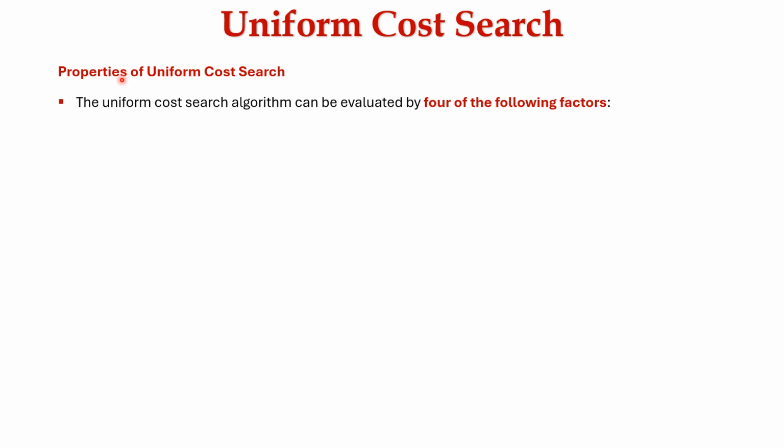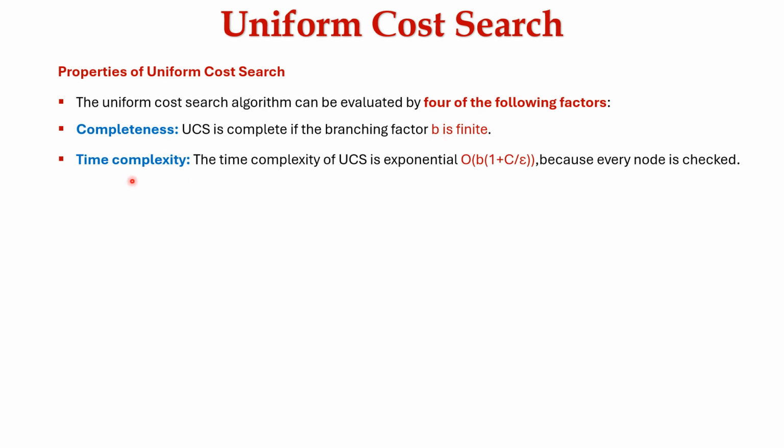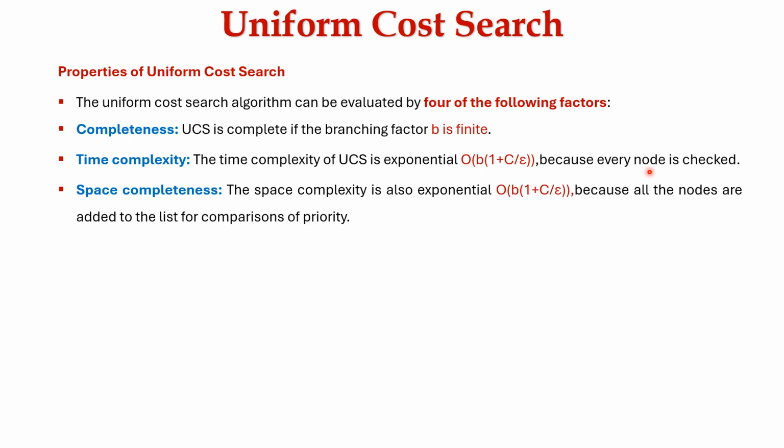Properties of uniform cost search is evaluated by 4 of the following factors. The first one is completeness. It is complete if branching factor B is finite always. The time complexity of uniform cost search is exponential, that is order of B of 1 plus C divided by epsilon, because every node is checked here. Space complexity is also exponential, that is order of B of 1 plus C by epsilon, because all the nodes are added to the list of comparisons of priority.